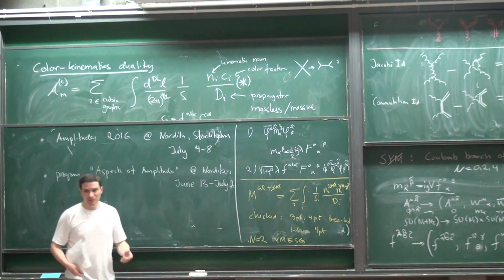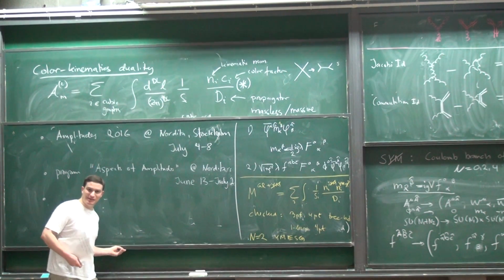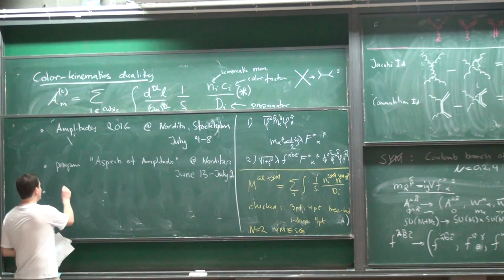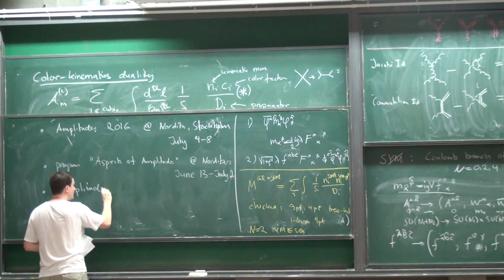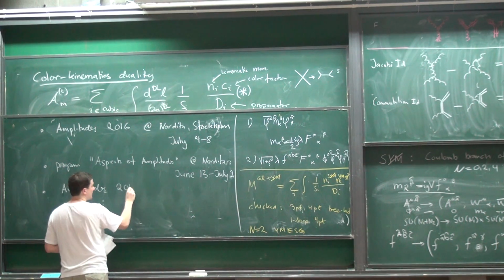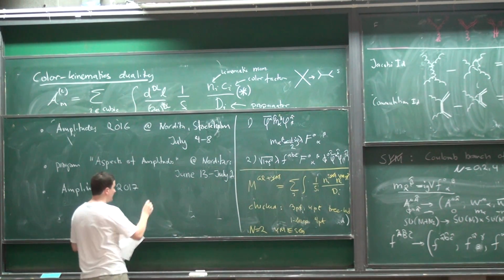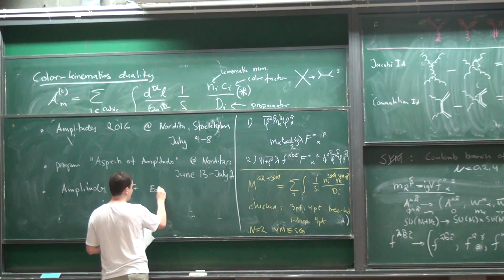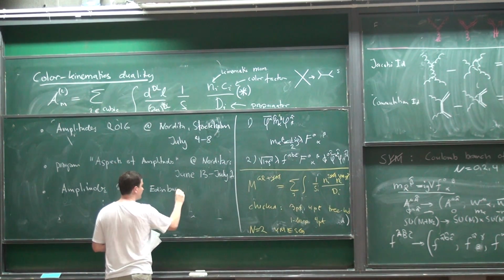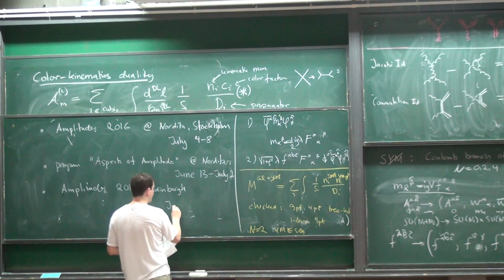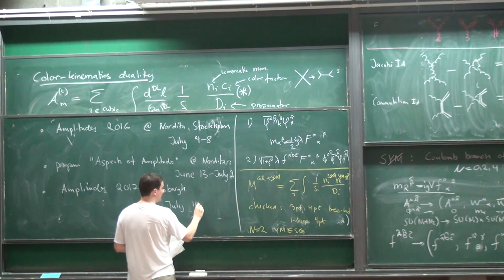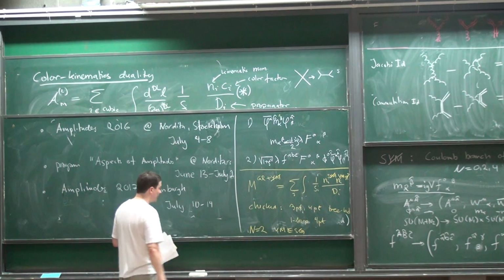And then maybe I should say something about next year's conference in 2017. Amplitudes 2017 is going to be at Edinburgh, Scotland, and what's the date again? It's the 10th of July, 10 to whatever, 14 maybe?